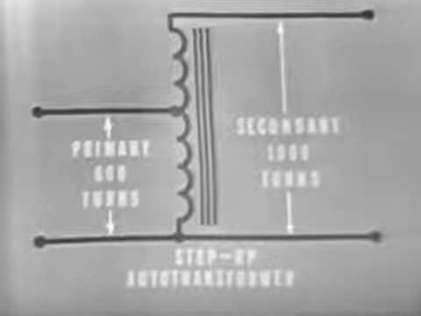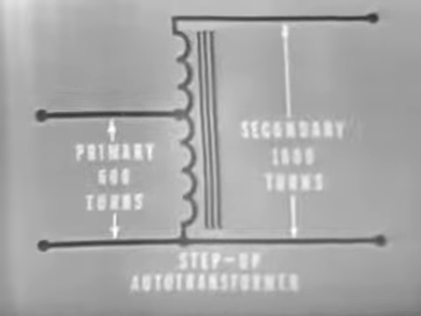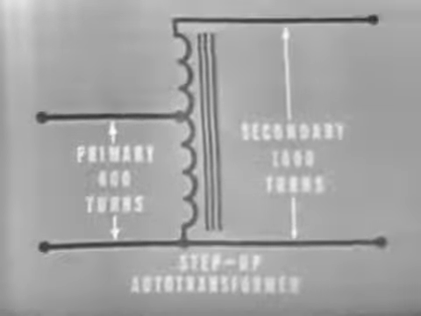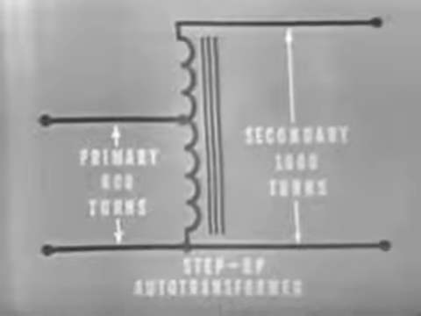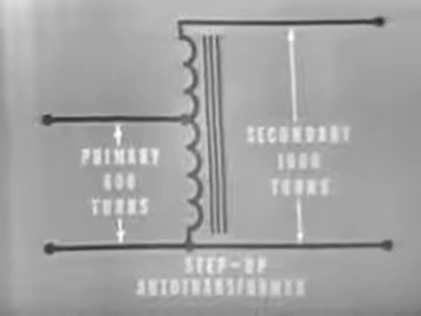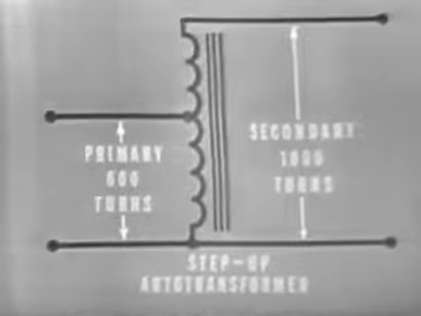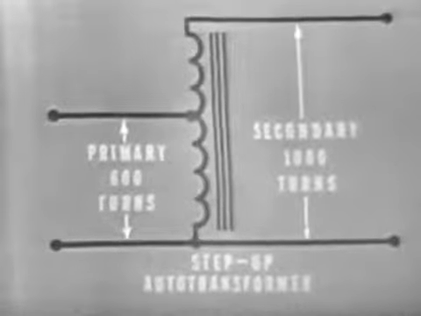Now, a special type of transformer which uses only one winding for both the primary and the secondary coils is the auto transformer. In addition, an auto transformer can be used either as a step-up or as a step-down transformer. When used as a step-up transformer, all of the primary winding is part of the secondary winding. Here you see that the winding has a total of 1,000 turns. 600 of these turns serve as the primary, while the entire 1,000 turns serve as the secondary.